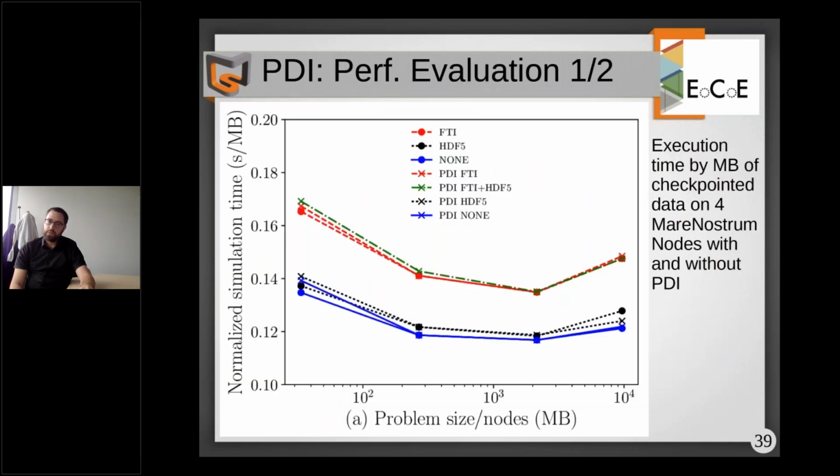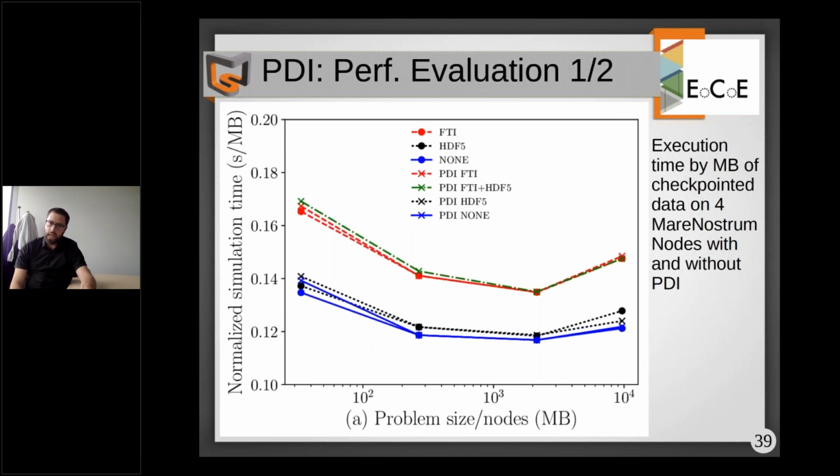Then the second aspect of performance evaluation is the time to solution. So in that case, we've done once again an execution on the Mare Nostrum cluster with and without PDI, and we've changed the size of the problem from a very small problem to a very large problem. So what we can see is that there are, of course, differences in terms of performance between the different libraries, but for one specific configuration, whether we use PDI to interface with the library or not doesn't make any difference.